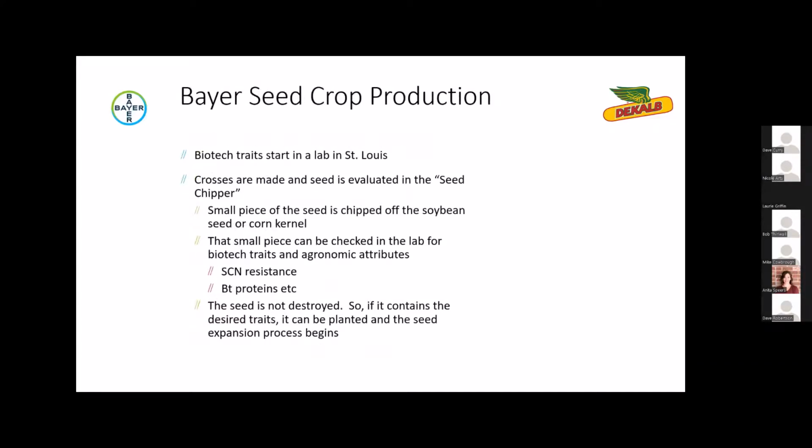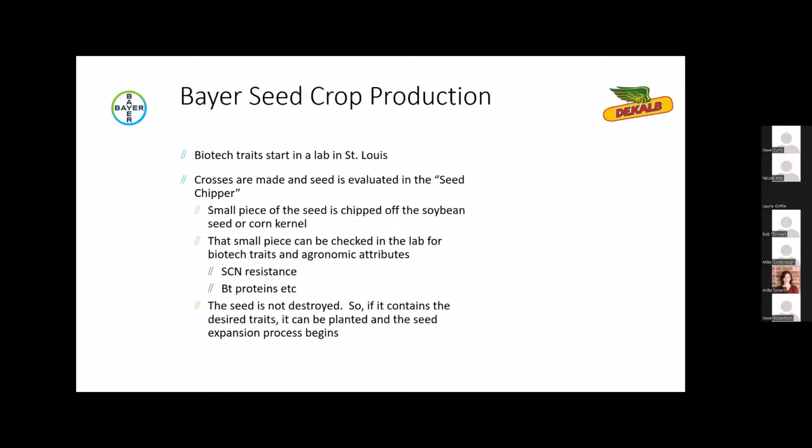So just a quick look at the Bayer Crop Science seed crop production. Dave wanted me to talk about where our seed crops are produced. The biotech traits really start in a lab in St. Louis. Some of them start in a petri dish, and then those crosses are made and turned into the corn and soybean seeds that we're familiar with.